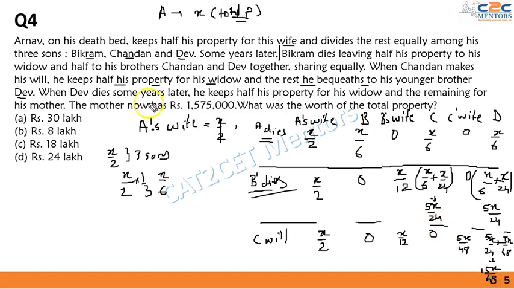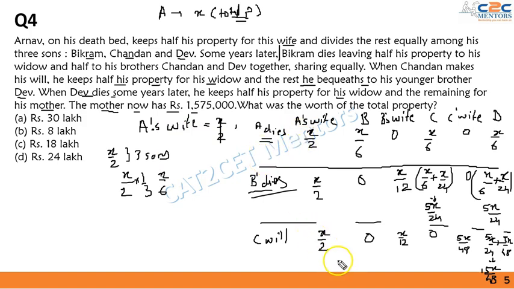Now moving on, when Dev dies some years later, he keeps half of his property for his widow and the remaining for his mother. Now we are given the equation for mother, so we do not have to bother how much the amount of money Dev's wife has possessed. We only have to bother about the mother, that is A's wife.